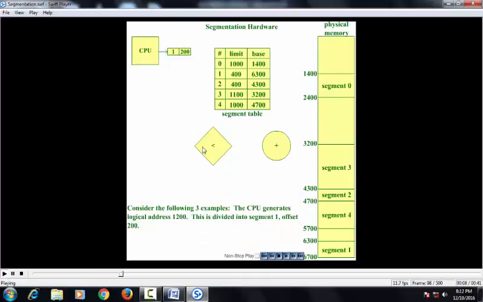Consider the following examples. We have three different examples. The CPU generates logical address 1200. This is divided into segment 1, offset 200. The logical address generated by the CPU contains two different parts: first the segment number, and second the 200 byte offset. We are interested in loading the 200th line of code situated at segment number 1, because segment number 1 contains 400 lines of code. और मैं interested हूँ 200 नंबर की लाइन को लोड करने में, right?